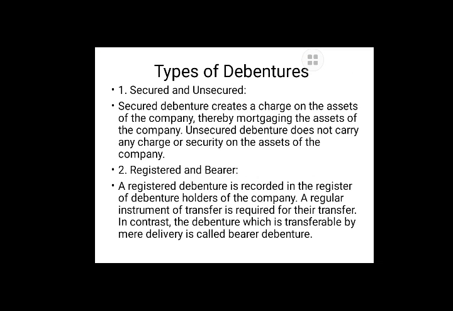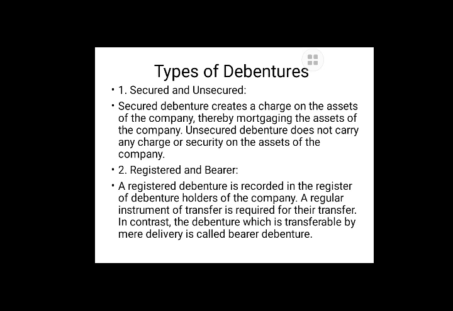Now, we are going to discuss the classification of debentures or types of debentures. From the point of security, there are two classes of debentures. One is secured and another is unsecured. Secured debentures create a charge on the assets of the company, thereby mortgaging the assets of the company. Unsecured debentures do not carry any charge or security on the assets of the company.